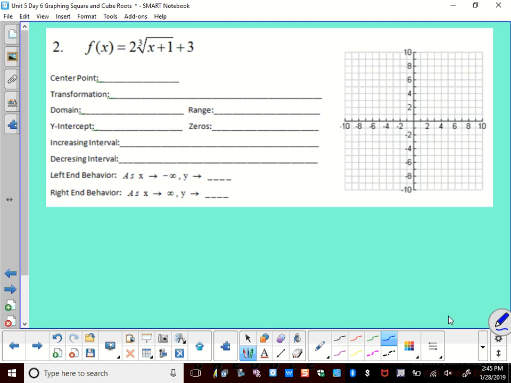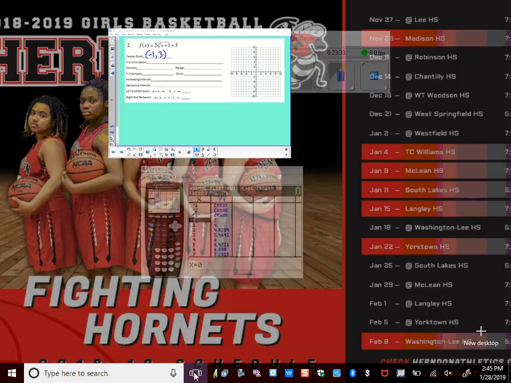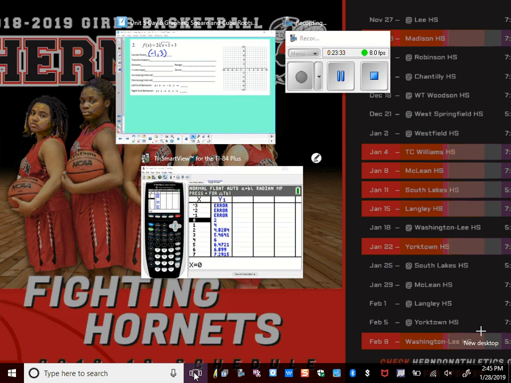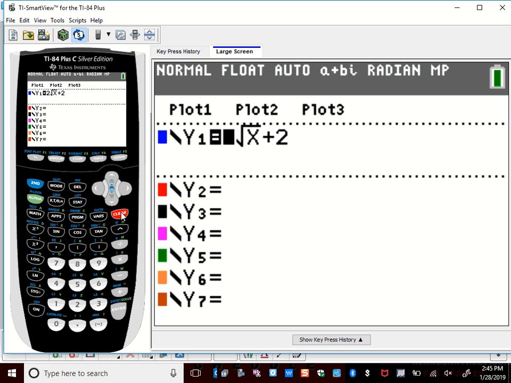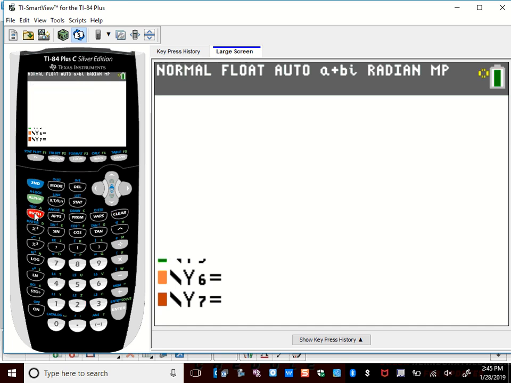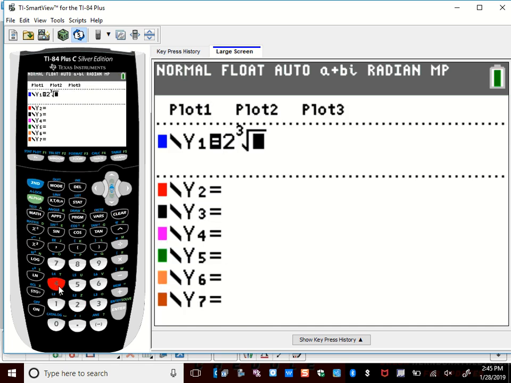Alright, number 2. What did you guys get for your center point? Opposite the first number, keep your last number the same. If you type it into your calculator, it's 2 times the cube root of x plus 1, plus 3. So we have 2 times the cube root of x, was it plus 2 or plus 1? Plus 1, plus 3.